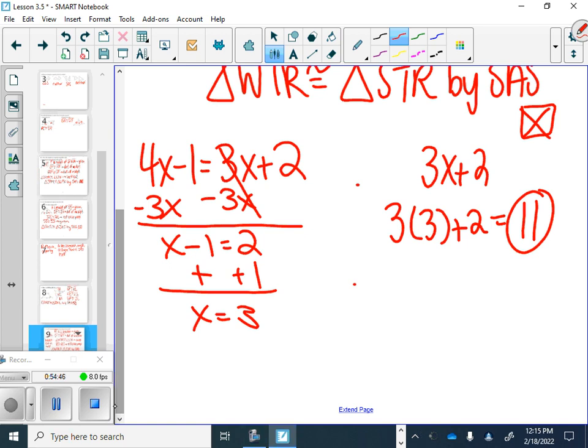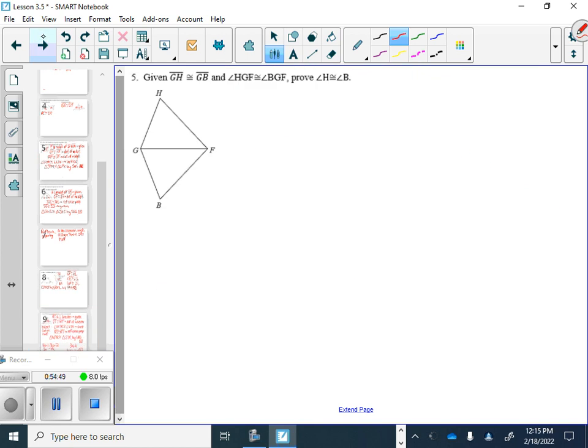Alright, let's do this last problem. I am given that GH and GB are congruent. One thing you also want to do is, when you're reading your given statements, go ahead and label it in your picture. So GH and GB are congruent to each other. I'm also given angle HGF and angle BGF are congruent to each other. And I'm asked to prove that angle H is congruent to angle B. We'll talk about what that means in a minute, but we can't do that until we've shown that the triangles are congruent. What's the very first step in a proof?